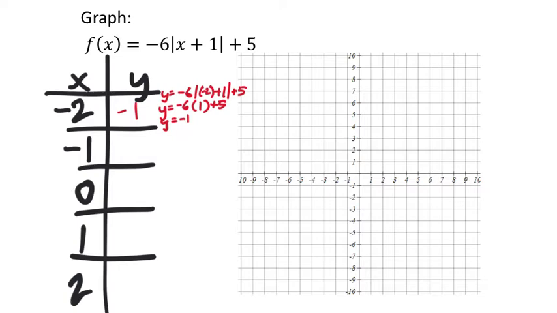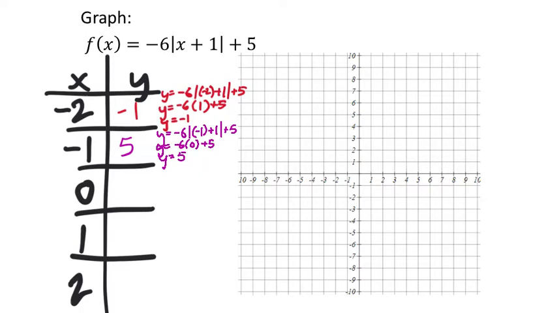Now my x value is -1. So y equals -6 times the absolute value of, now it is -1, plus 1, plus 5, absolute value plus 5. Okay, so in that absolute value, I got -1 plus 1, which is 0. The absolute value of 0 is 0 plus 5. So it's really just 0 plus 5, which is 5. So I get a corresponding y value that's 5 right there. -1, 5.